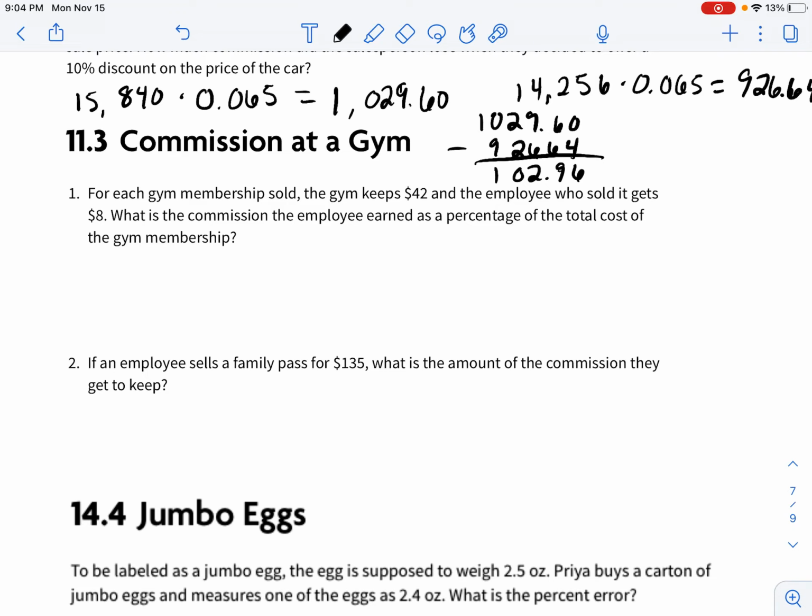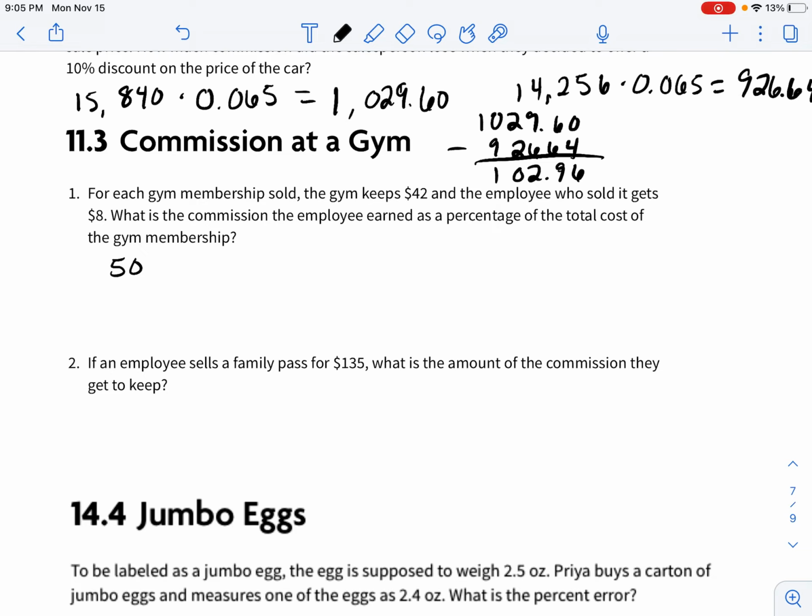Okay, next one. So commission at a gym. It says for each gym membership sold, the gym keeps $42, and the employee who sold it gets $8. What is the commission the employee earns as a percentage of the total cost of the gym membership? Okay, so the total gym membership is $50, right? The gym keeps 42, the seller gets 8, so 42 plus 8 is 50.